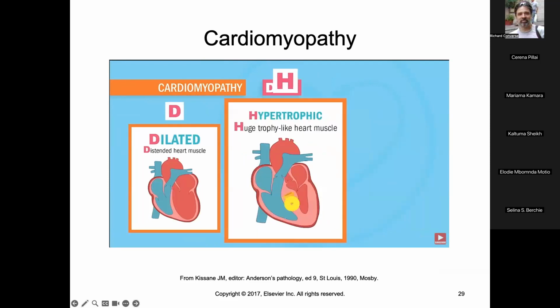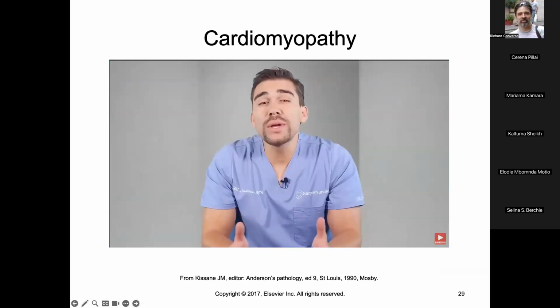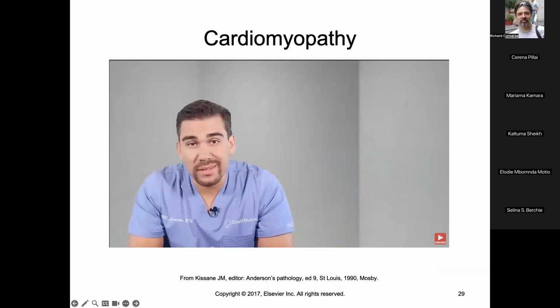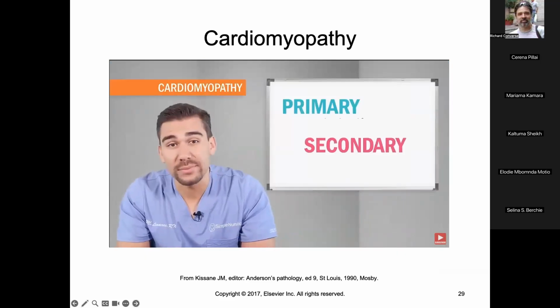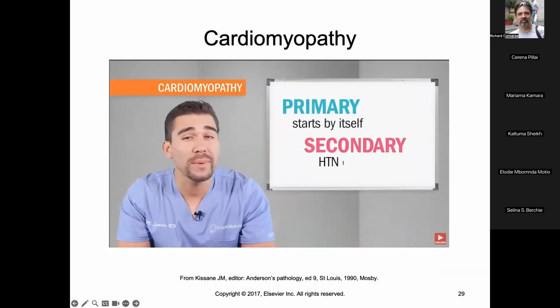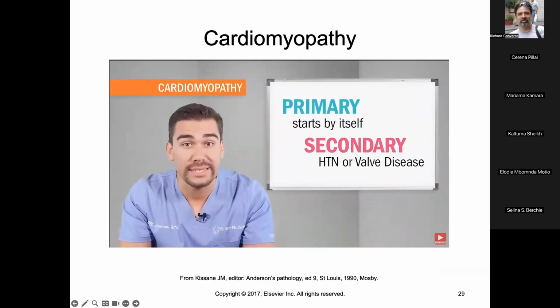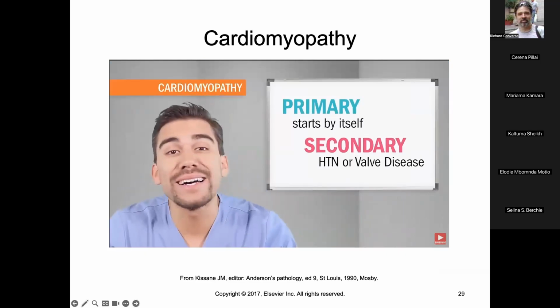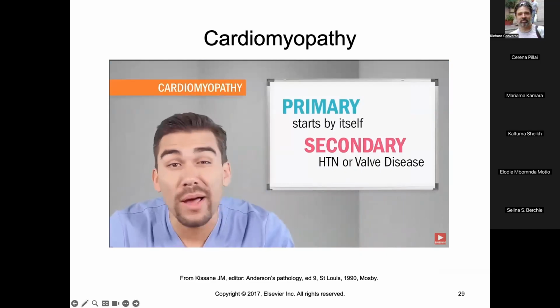So remember huge trophy-like, big and thick heart muscles. Now there are 2 categories of cardiomyopathy. It's either primary or secondary. Primary develops all by itself, and secondary is usually caused by hypertension or some sort of valve disease. But before we further break down the causes, let's define what cardiomyopathy is.